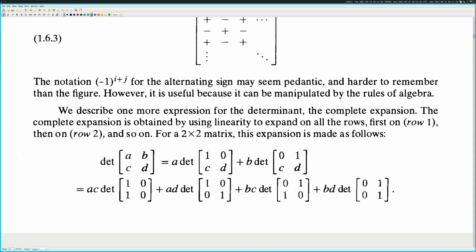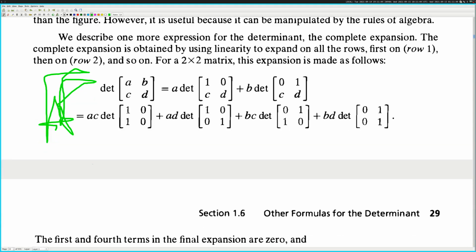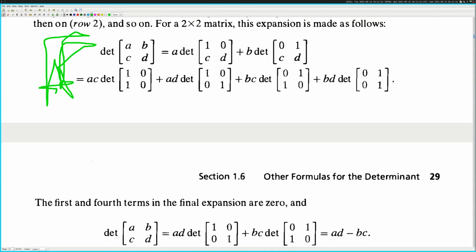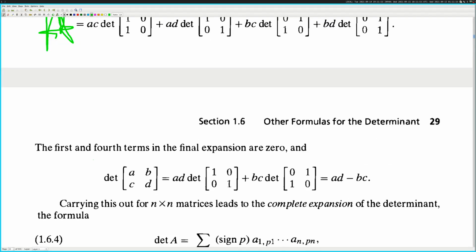So just stare at this formula for a minute until it makes sense. Stare at this blob right here until it makes sense, and then it's one of those, oh, that's interesting, kind of cool moments. The first and fourth terms in the final expansion are 0, and the determinant is AD minus... AD plus BC, which is AD minus BC, right.